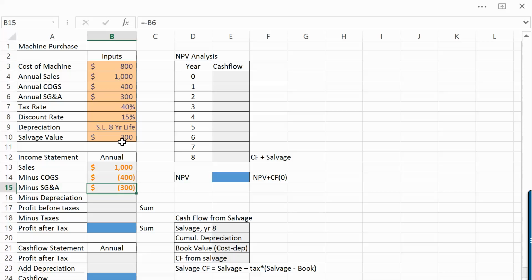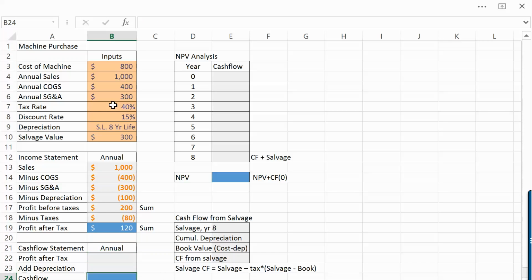Now depreciation. This says it's an 8-year depreciable life of my capital expenditure of 800. So I'm going to put minus of my cost of my machine and divide by 8. So I'm going to depreciate $100 per year for 8 years. So that gives me a profit before tax of $200. Taxes, I'll take my 200, subtract that times the tax rate. Pay 80 in taxes. So now I have a profit after tax of 120.